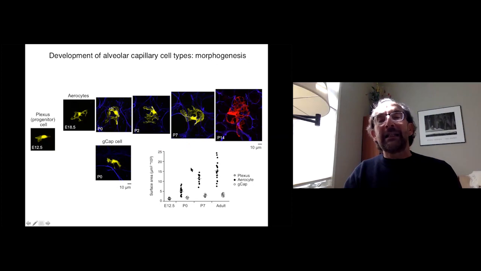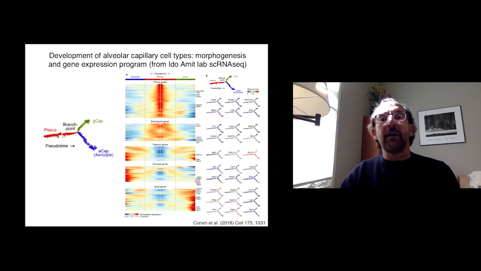And you can, in mice at least, monitor the morphological development, as shown here, from a relatively simple progenitor in the alveolar plexus. You can see this remarkable maturation over the 2 weeks of postnatal life. But the GCAP cells, you can see, do not grow or mature significantly in their structure, although they do molecularly, as I'll show on this next slide.